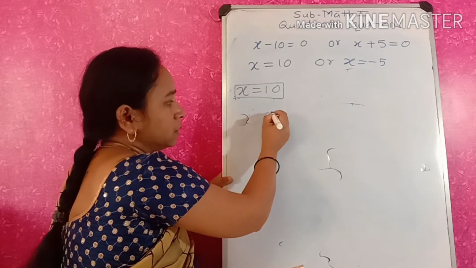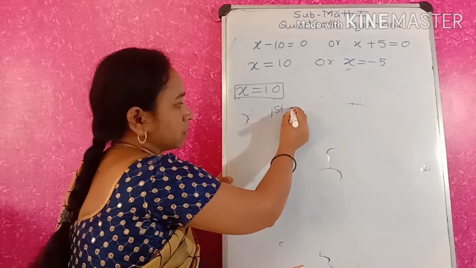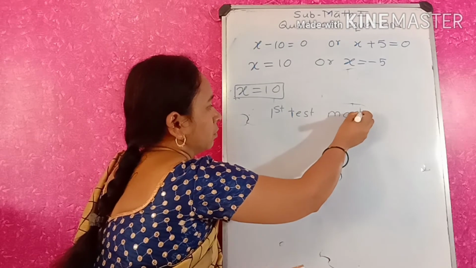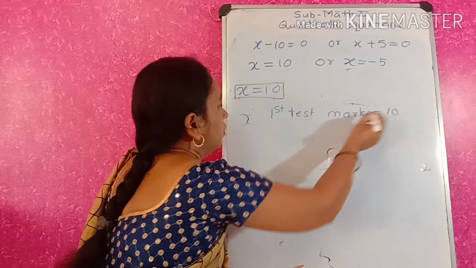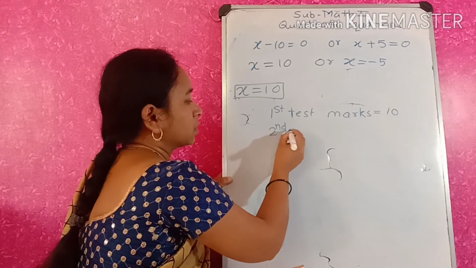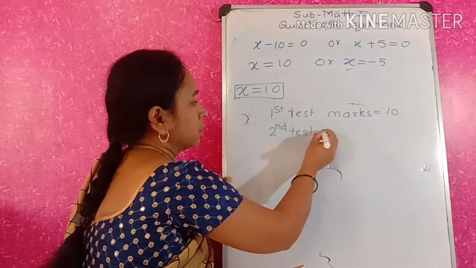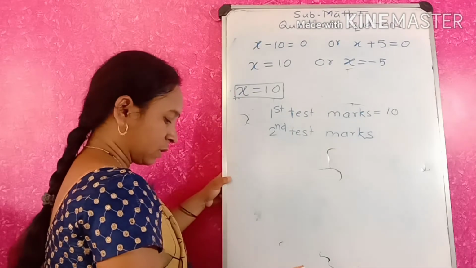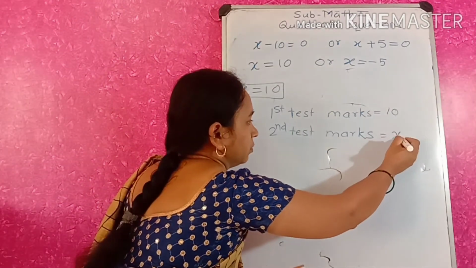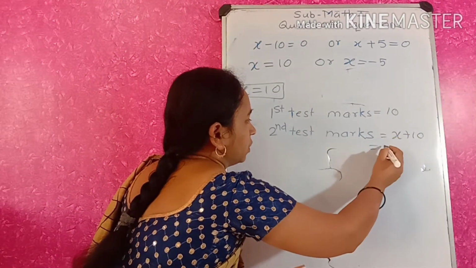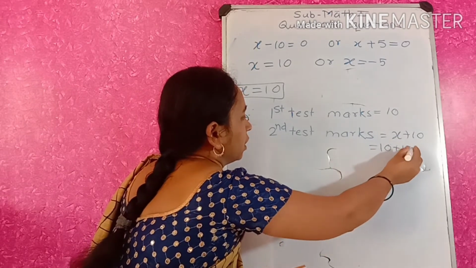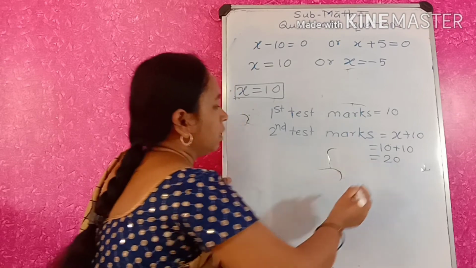So here the answer: first test marks is equal to 10, and second test marks is x plus 10. That means 10 plus 10 is equal to 20.